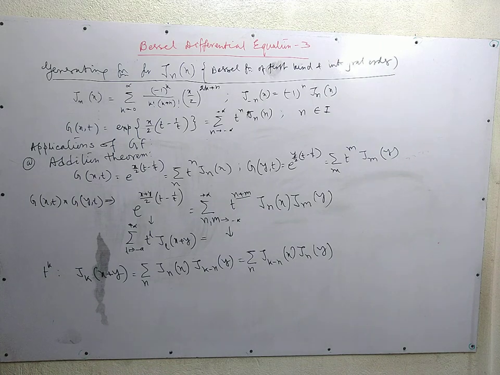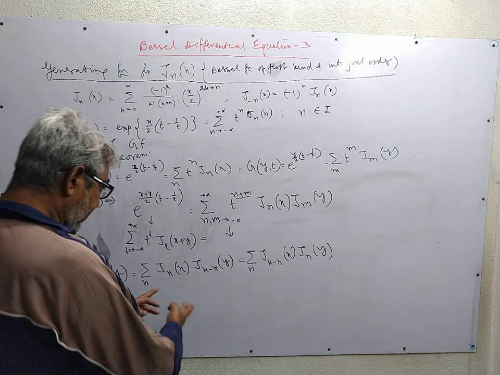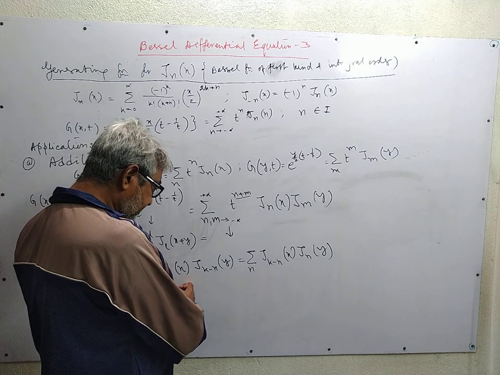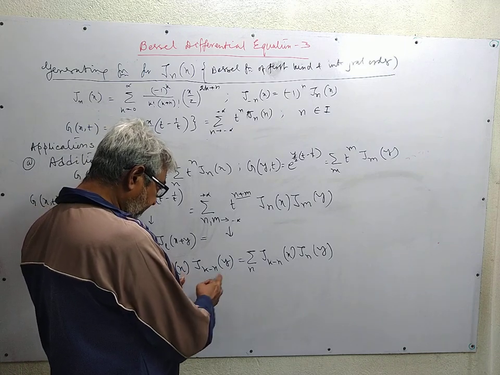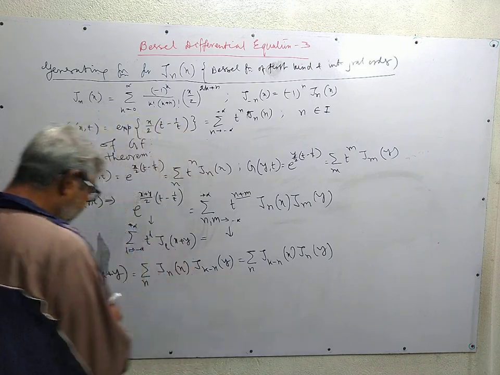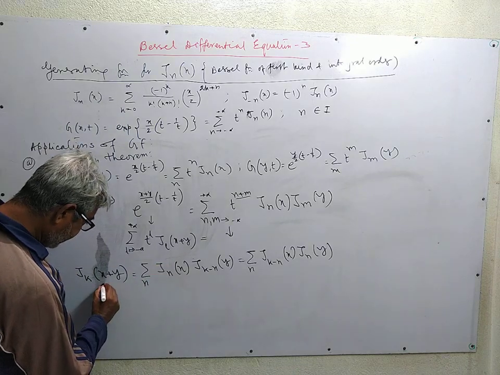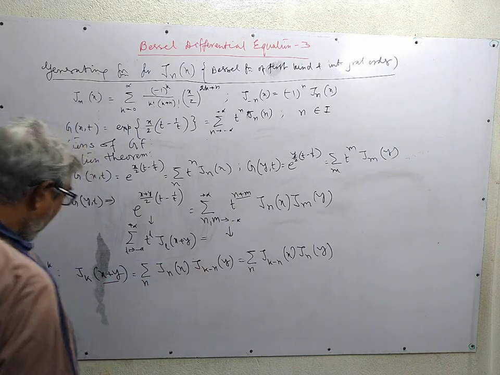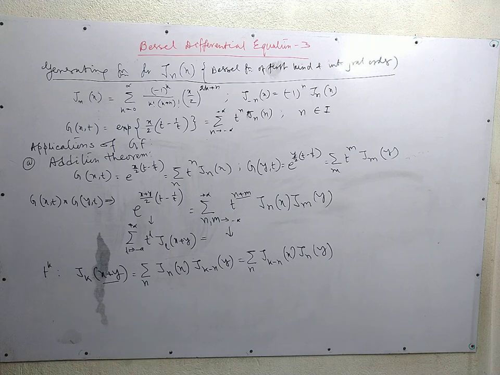If we have on the right-hand side Bessel functions of argument x and y, and on the left-hand side we have a Bessel function whose argument is the sum of the arguments of the Bessel functions on the right, that is why it is known as the addition theorem.